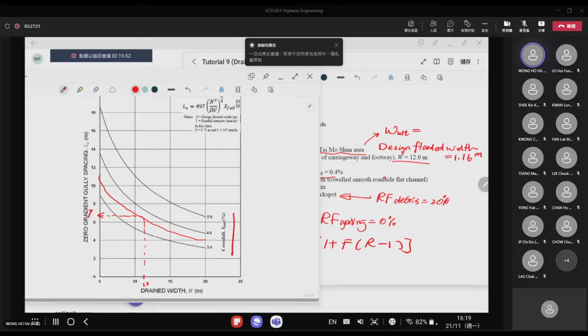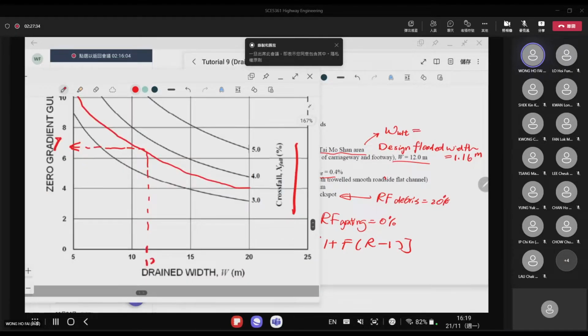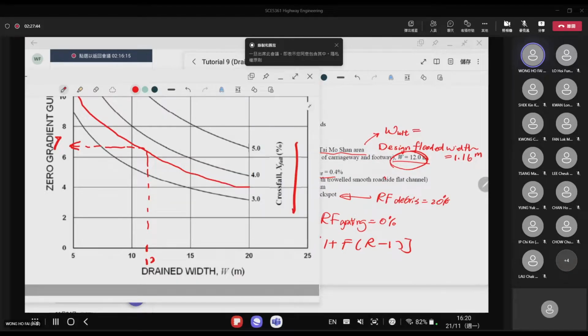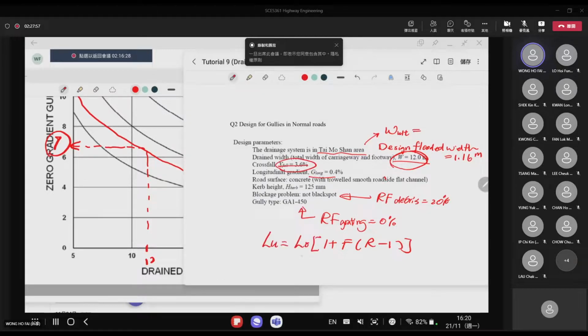So maybe you can assume that it is 7, okay? L naught, 7 meters around. Of course, if you have a ruler, then you can do it more precisely, okay? Do you agree the jointed width is 12 meters? Because we have the jointed width is equal to 12, right? And then the cross fall is equal to 3.6%. Then around it is equal to 7 meters.